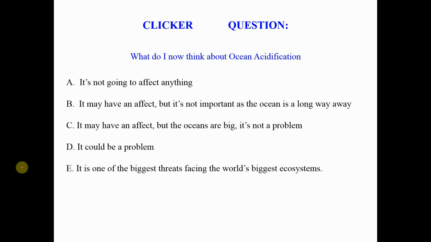Okay, so we just have a final fake clicker question. What do I now think about ocean acidification? A, it's not going to affect anything. B, it may have an effect, but it's not important as the ocean is a long way away. C, it may have an effect, but the oceans are big, it's not a problem. D, it could be a problem. Or E, it's one of the biggest threats facing the world's biggest ecosystems. Just give you 5 seconds to reflect on that. 3, 2, 1, go.